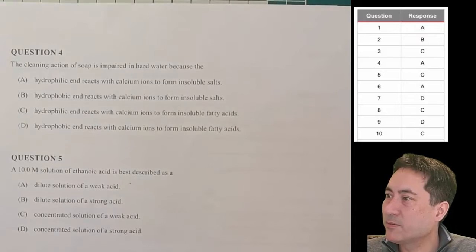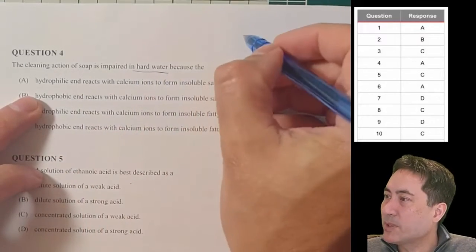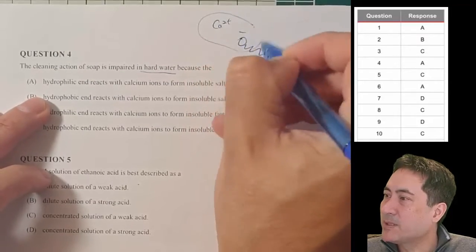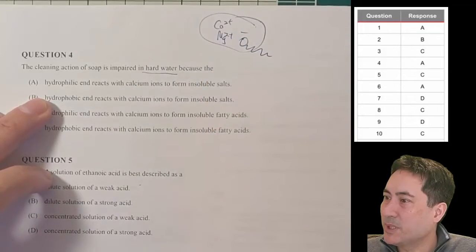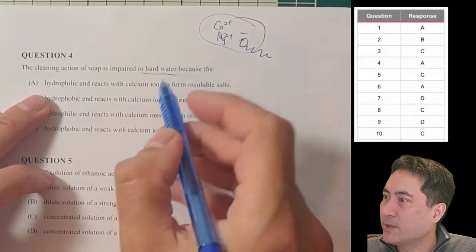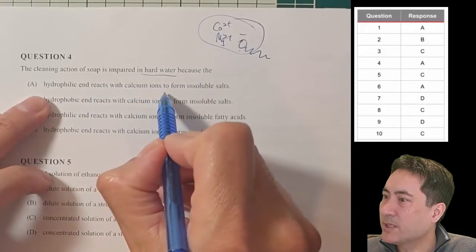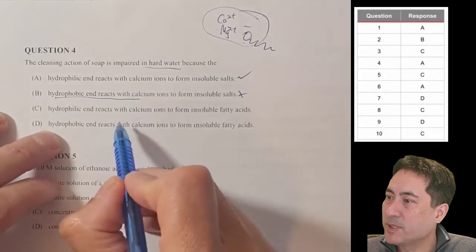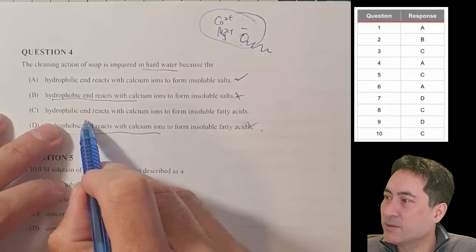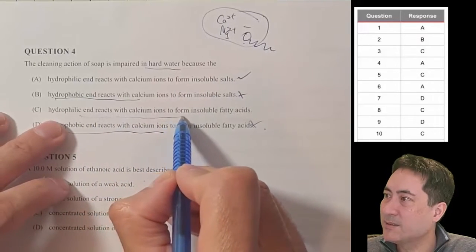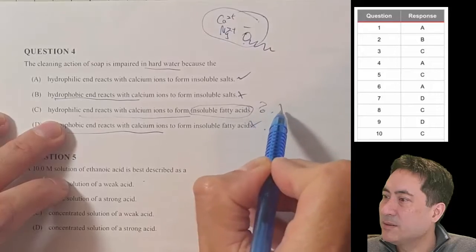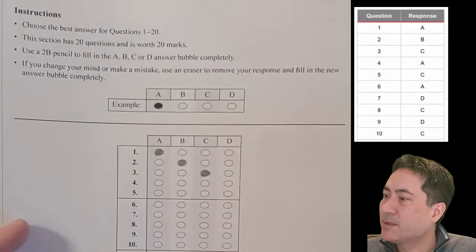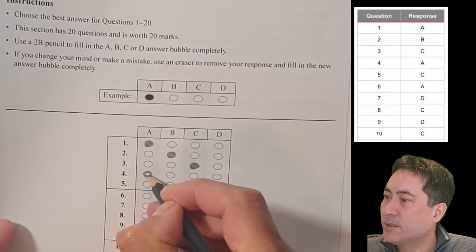Okay, so question 4, hard water. I always like to just draw a quick picture just so I don't do anything silly. I can see it's all talking about calcium ions there, and so calcium ions will stick to the negative bit. Okay, so the hydrophilic bit is the negative bit, hydrophobic bit. So A looks correct. Hydrophobic, no, it's going to be no interactions with hydrophobic, so I can cross out 2 hydrophobics. Hydrophilic is not going to form insoluble fatty acids. It's going to form a salt because it's positive and negative. So metal plus non-metal is a salt.